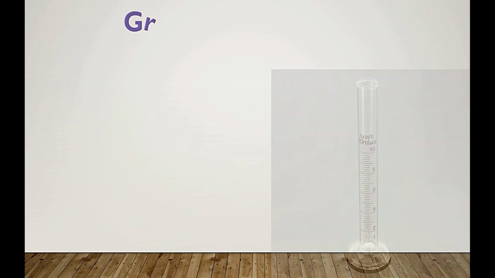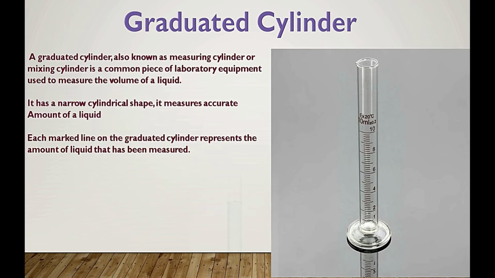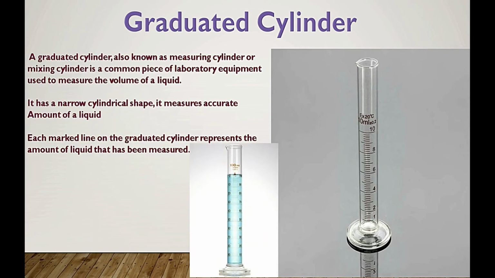Next apparatus is graduated cylinder. It also measures accurate volume of any liquid. It is also known as measuring cylinder or mixing cylinder. It is a common piece of laboratory equipment used to measure the volume of a liquid. It has a narrow cylindrical shape. It measures accurate amount of liquid.